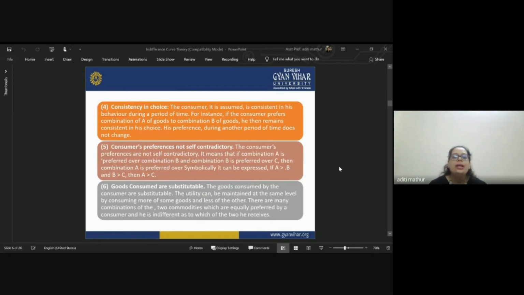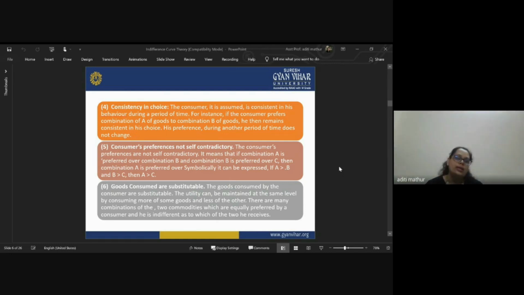Our fourth assumption is consistency in choice. The consumer, it is assumed, is consistent in his behavior during a period of time. For instance, if a consumer prefers combination A of goods to combination B of goods, then he will remain consistent in his choice. His preference during another period of time does not change. So that means for me, my red pen will always be better in comparison to blue. I will always prefer red over blue. It will never be blue over red.